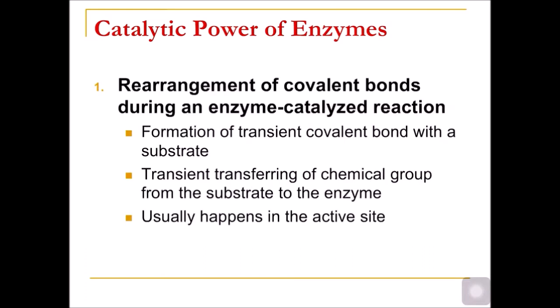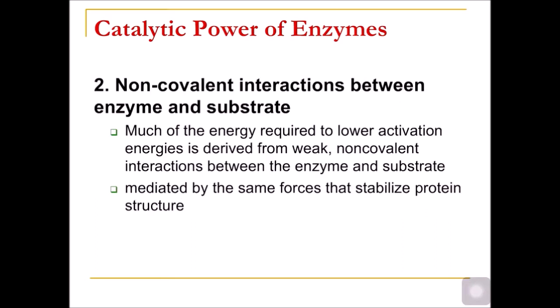So there are two mechanisms involved. Number one is rearrangement of covalent bonds, forming transient covalent bonds. And then this allows transient transferring of chemical group from the substrate going to the enzyme, and it usually happens on the active site. But the more common mechanism is non-covalent interaction.